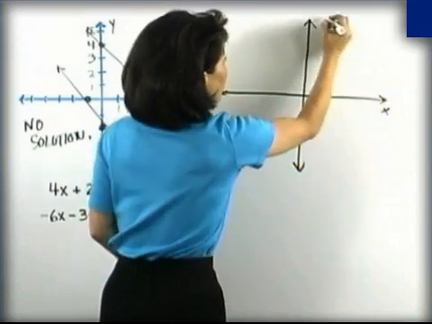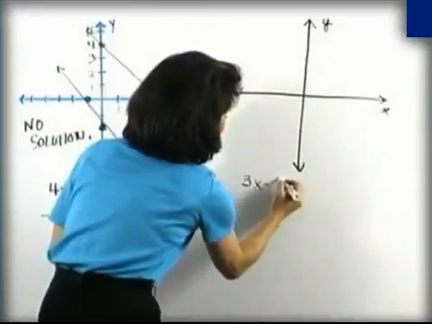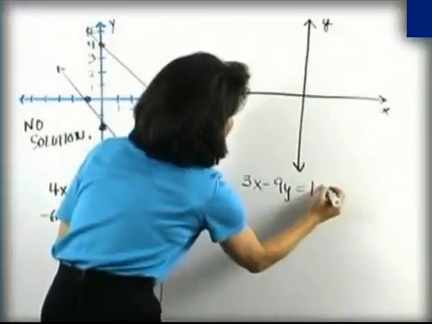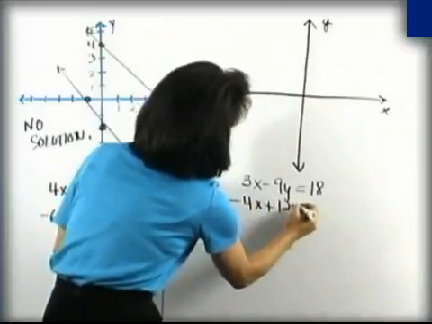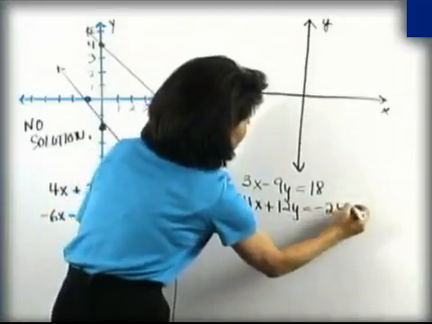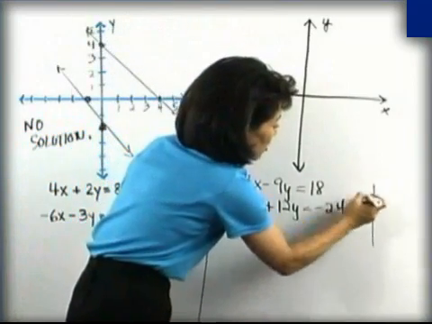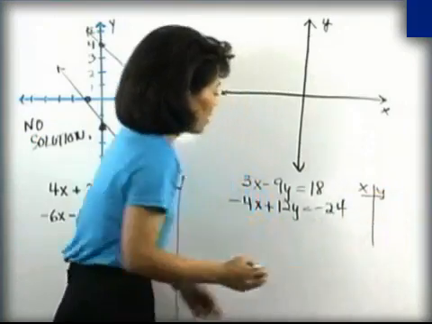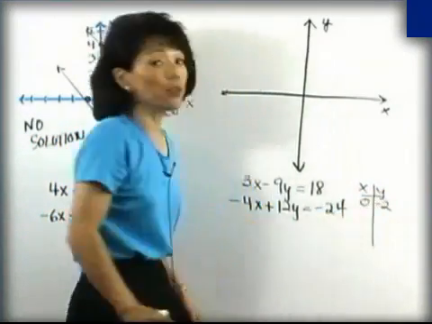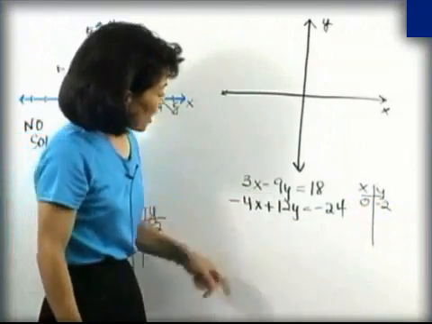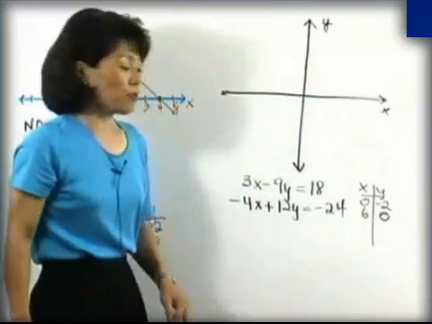And now let's see if there is a third possibility. Let's graph the following. 3x minus 9y is equal to 18, and negative 4x plus 12y is equal to negative 24. So again, let's look and graph both equations here. In the top equation, if x is equal to 0, y is equal to negative 2. In the top equation again, if y is equal to 0, x is equal to 6.